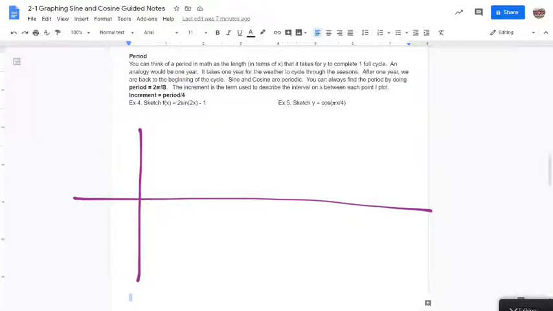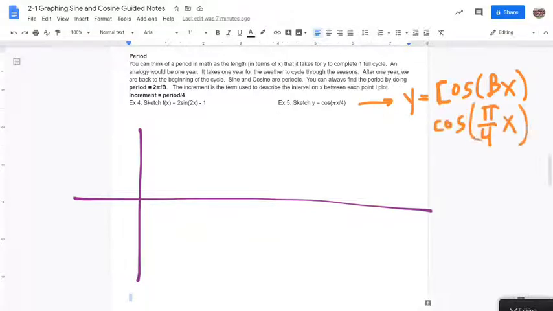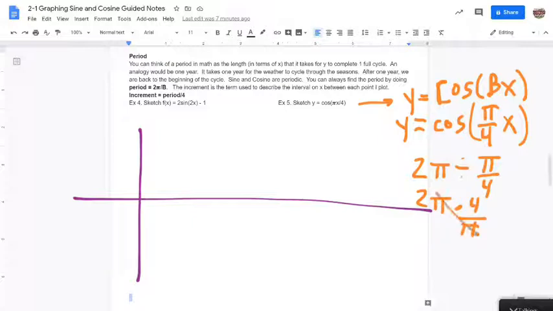Let's look at example 5. y equals the cosine of pi x over 4. In this case, if we had y equals the cosine of bx, we could rewrite it like this, where b is going to be pi over 4. So when I'm looking for my period, I'm going to do 2 pi divided by pi over 4, which is 2 pi times 4 over pi, which is just going to be 8. That's going to be our period.